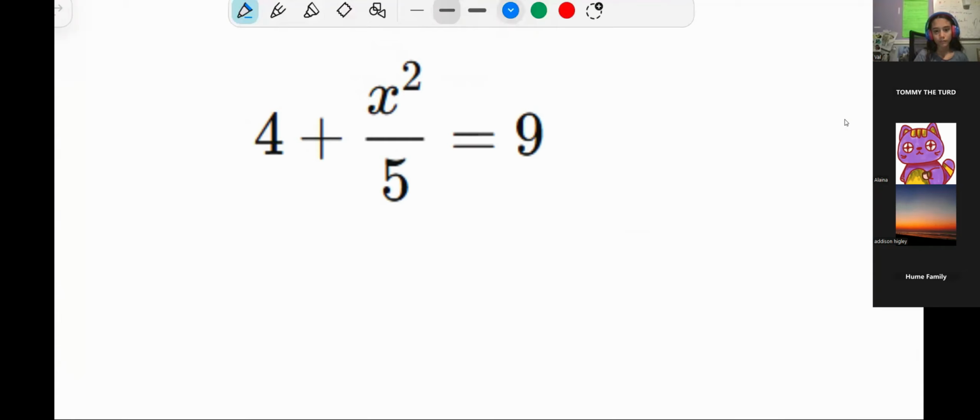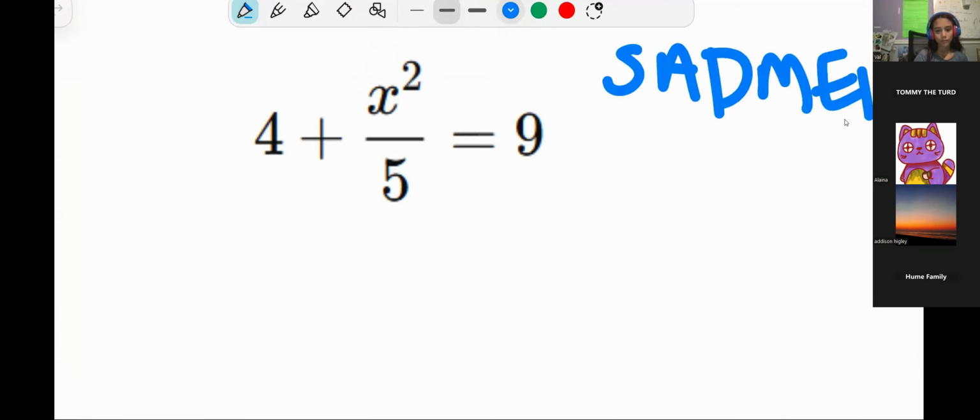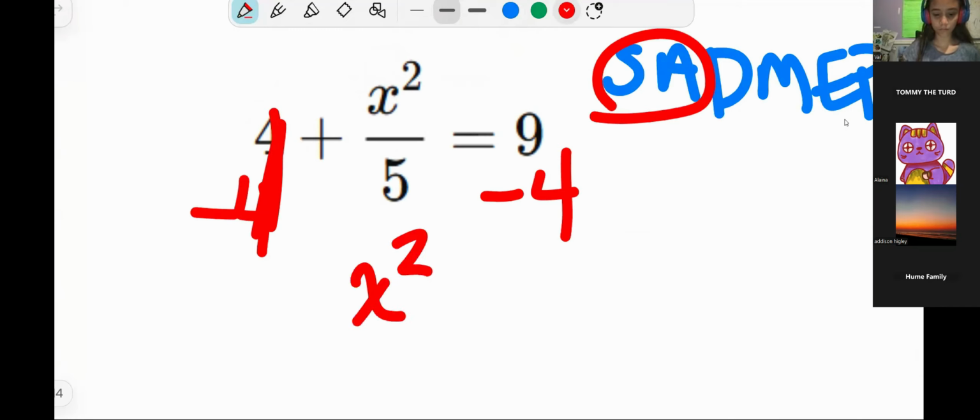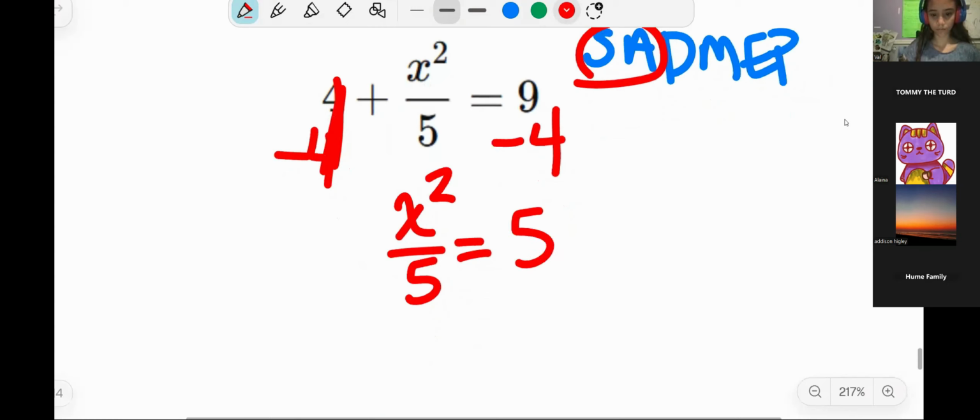Keep it simple. Always do one step at a time. Order of operation is still going backwards. Don't let fractions inside of an equation throw you off. We just take it one step at a time. So if they add, we subtract. They added 4, so we subtract 4, we're getting rid of that. We're left with x squared over 5 equals 9 minus 4, which is 5. So we did one step.